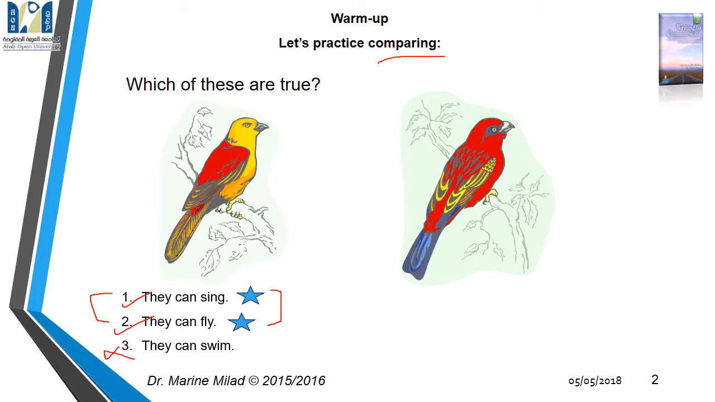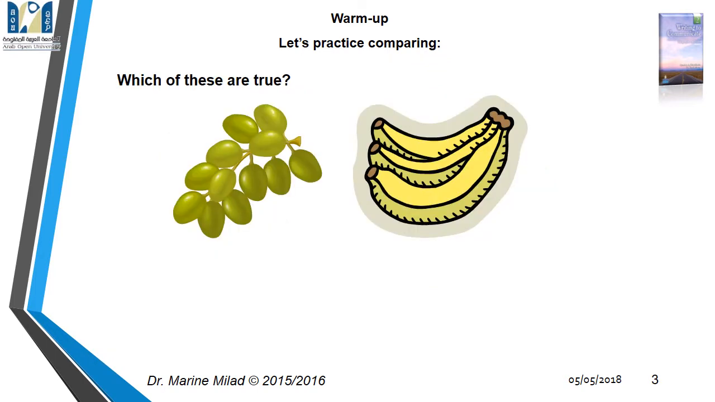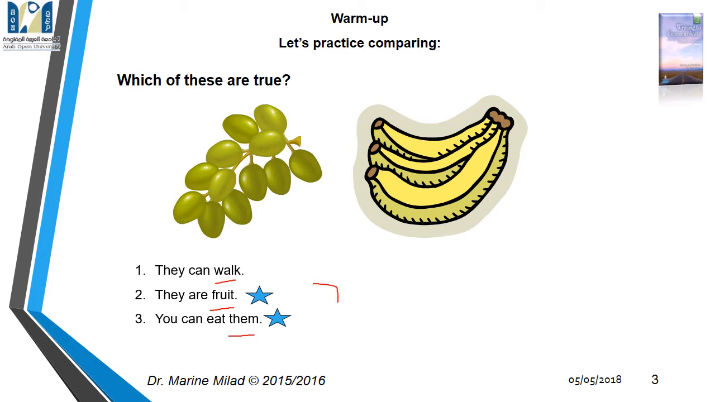Now, let's see the other example here. Let's try to compare these. Which of these are true? Can they walk? Are they fruit? Can you eat them? So both of these are true, but this one is not true. So basically, this is our chapter. We're trying to compare and contrast two things, right? I'm going to talk more about that.